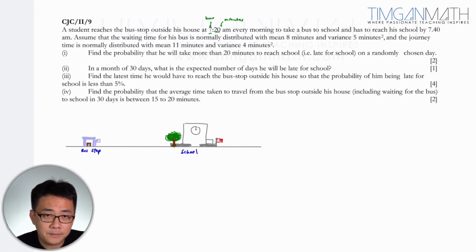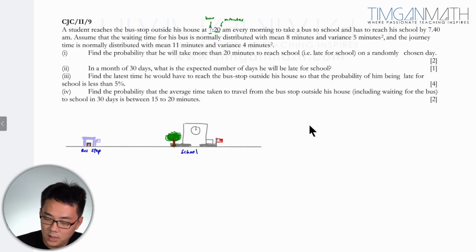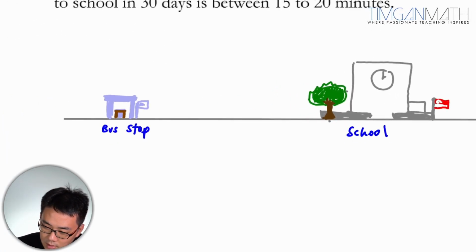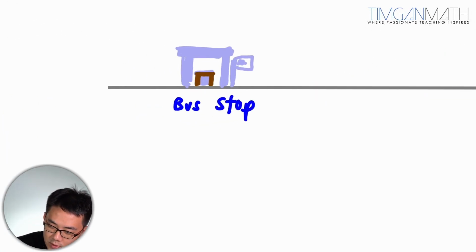Now a student reaches the bus stop outside the house at 7:20 every morning to take the bus to school, and has to reach his school by 7:40, assuming that the waiting time for his bus is normally distributed with 8 and 5, and the journey is this and this. Okay, good job. Now, this is it. We all experienced this before. 7:20.